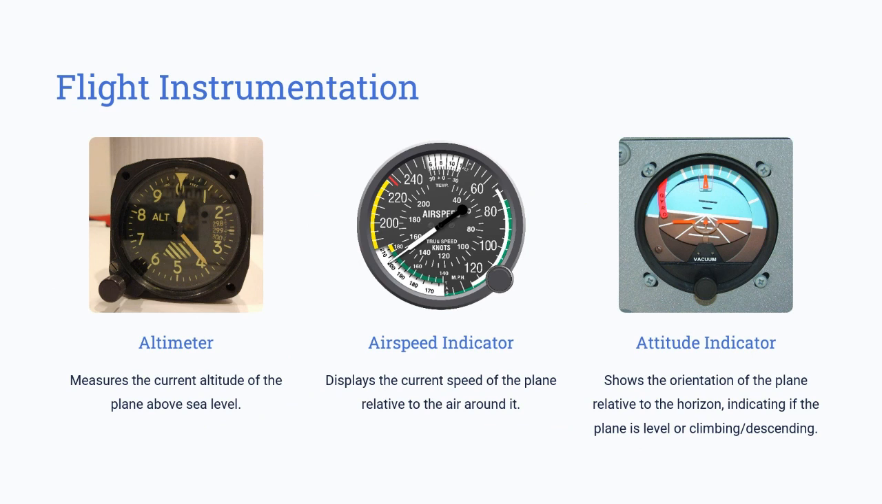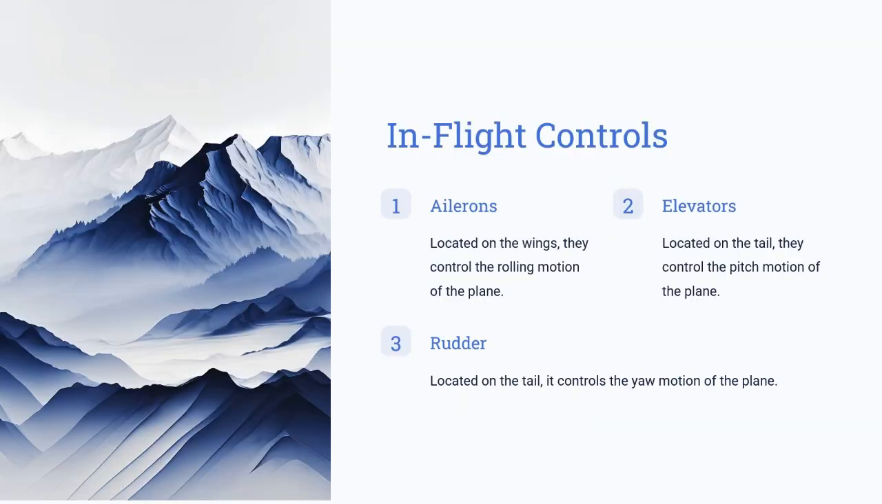Flight instrumentation. Altimeter. Measures the current altitude of the plane above sea level. Airspeed indicator. Displays the current speed of the plane relative to the air around it. Attitude indicator. Shows the orientation of the plane relative to the horizon, indicating if the plane is level, climbing, or descending.